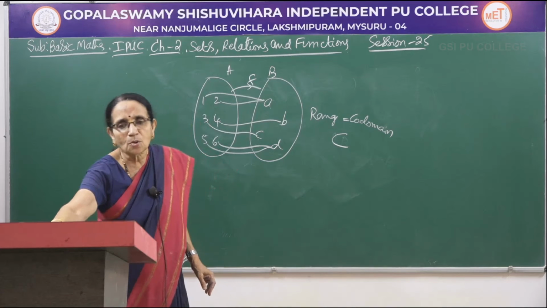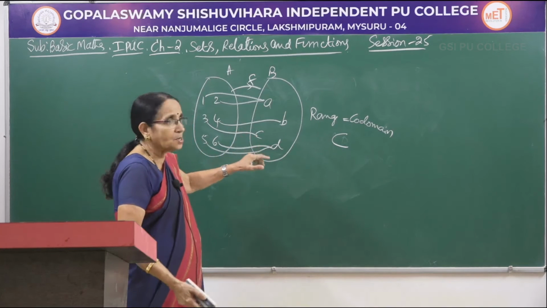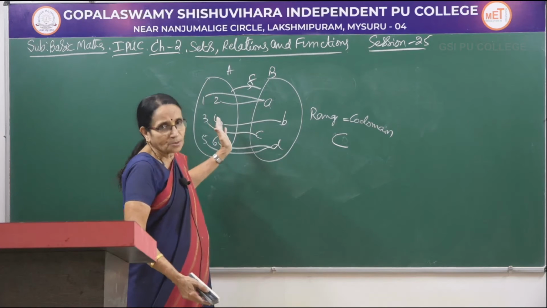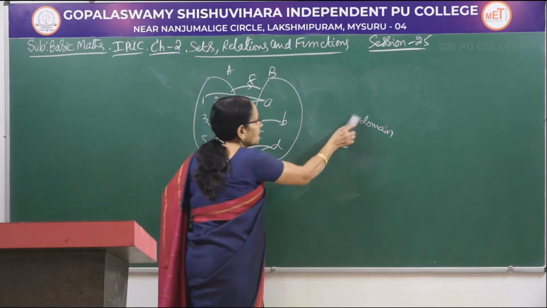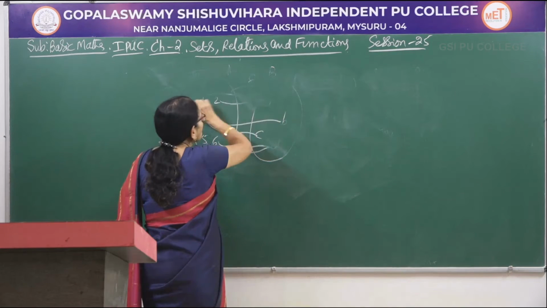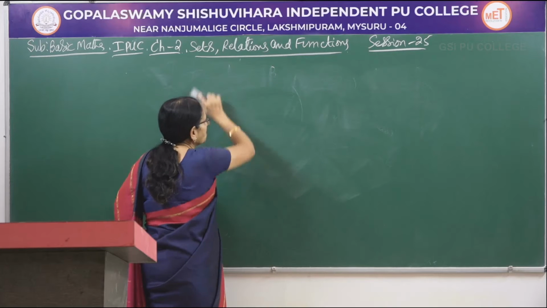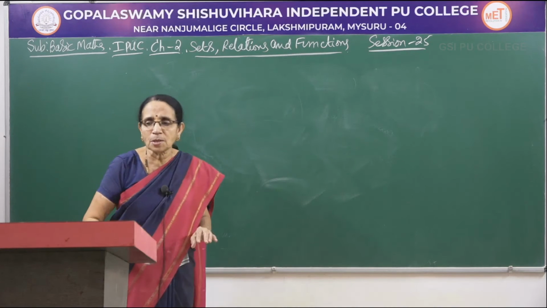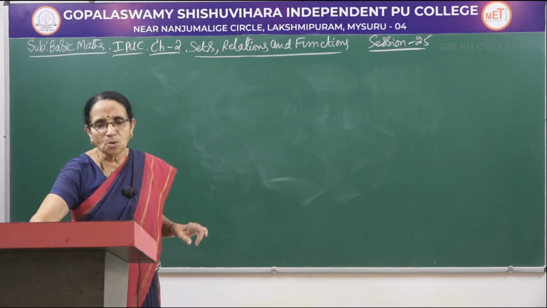Whereas in the case of an onto function, always all the elements of the range would be images of some elements of the set A. Therefore, in this case, the range and the codomain would be two equal sets. So, it is called an onto function. So, one-one function, many-one function, onto function.